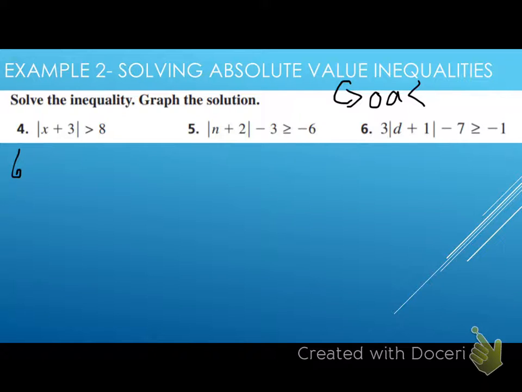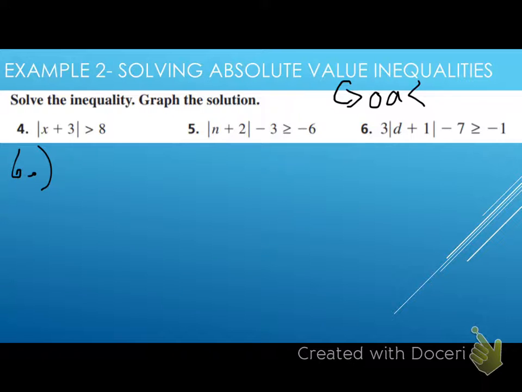Last example for the day. 3 times the absolute value of d plus 1 minus 7 is greater than or equal to negative 1. Is my absolute value by itself? No. I want you guys to get in the habit of asking yourself that every single time when you're solving these. Is my absolute value by itself? No. Okay, I got to get it by itself.